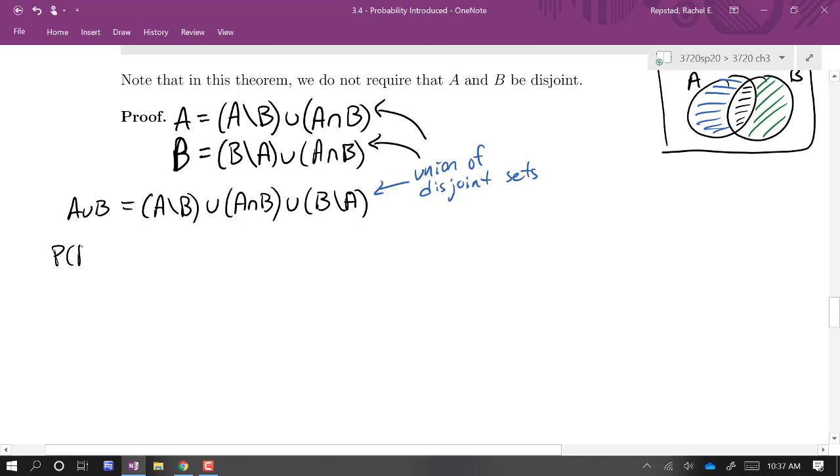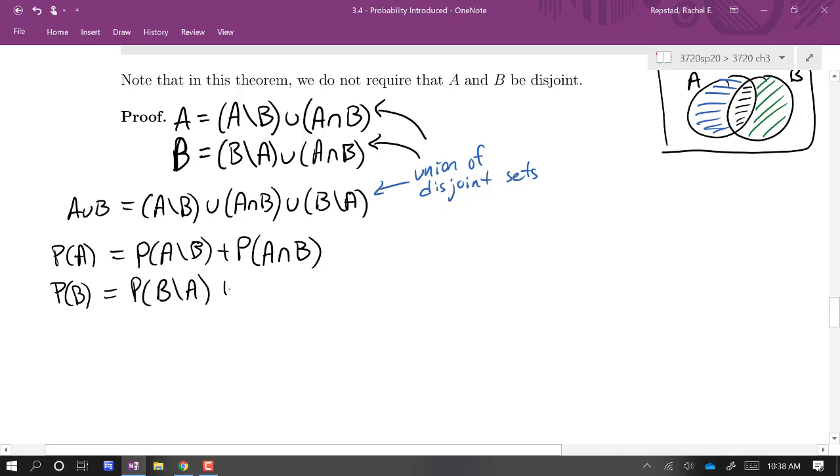So we'll note that P of A is P of A intersect B, A set minus B plus the probability of A intersect B. And similarly, the probability of B is equal to the probability of B set minus A plus the probability of A intersect B.